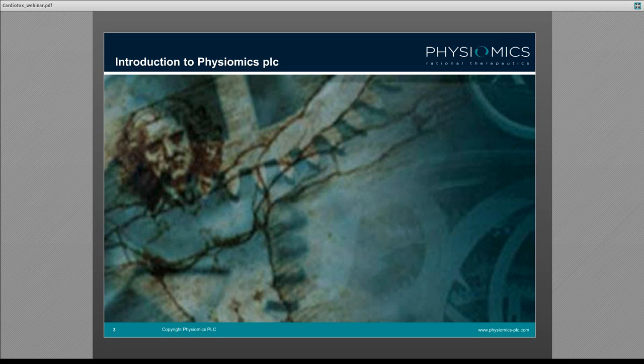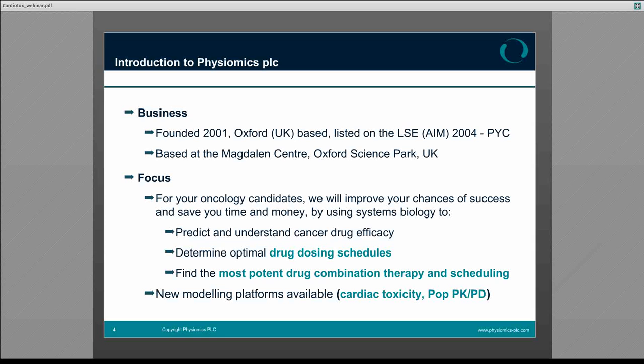So, an introduction to Physiomics. Physiomics was founded in 2001 in Oxford. It's UK based, and was listed on the stock market AIM in 2004. We are based at the Magdalen Centre, Oxford Science Park, UK. Our primary focus originally has been in oncology, and we've developed many different types of models in oncology, with our flagship product being the virtual tumour. In addition to this, we've also used a lot of systems biology methods to help with target validation and so forth. We have recently also moved on to some other disease areas, including cardiac toxicity, which is the part of this talk.